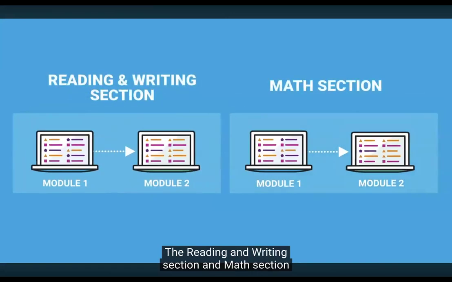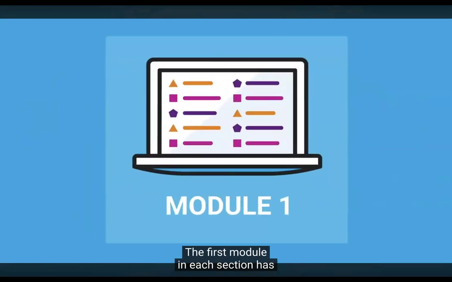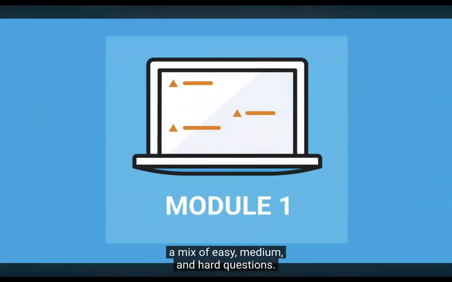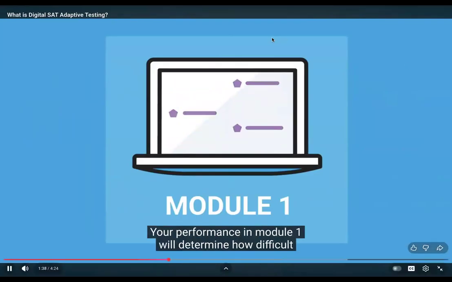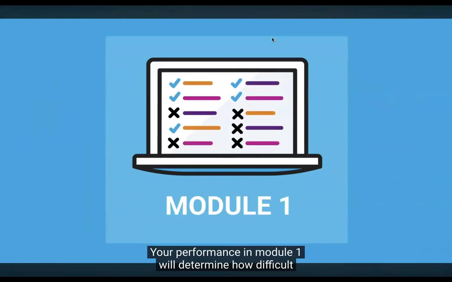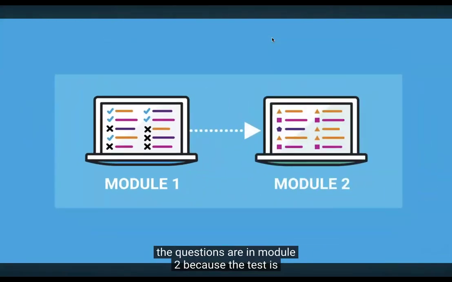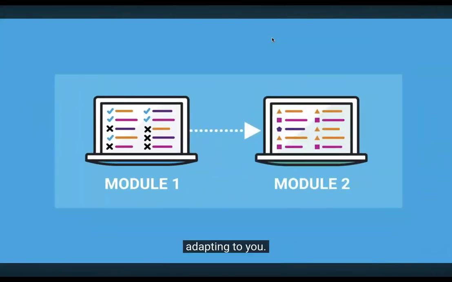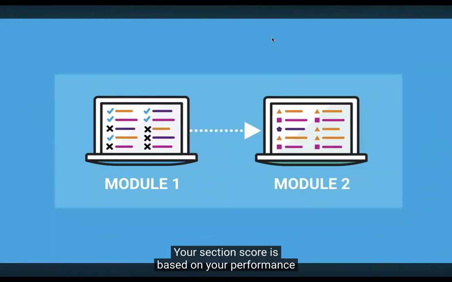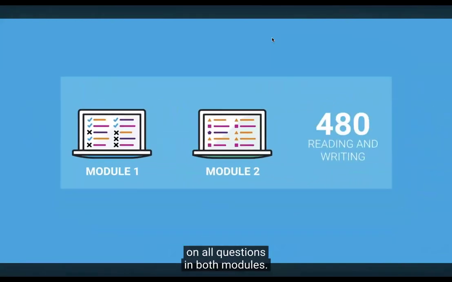The reading and writing section and math section are each divided into 2 equal-length modules. The first module in each section has a mix of easy, medium, and hard questions. Your performance in Module 1 will determine how difficult the questions are in Module 2, because the test is adapting to you. Your section score is based on your performance on all questions in both modules.